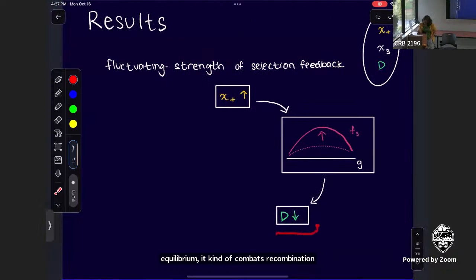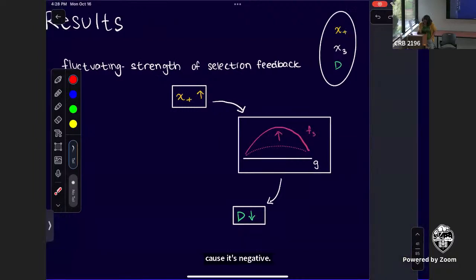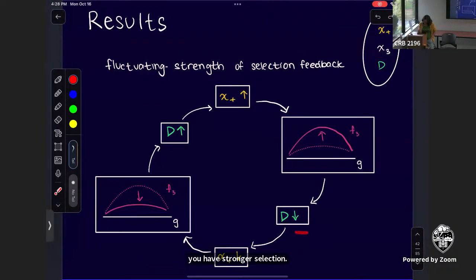So it decreases the linkage disequilibrium, which is increasing it in magnitude because it's negative. So it decreases the linkage disequilibrium because you have stronger selection. The decreasing of the linkage disequilibrium puts pressure on all of the prey species, because in some sense it's making the predator species stronger, which then completes the cycle by decreasing the selection gradient, which allows for an increase in the linkage. So this is an explanation for those other kinds of cycles that we were seeing there.